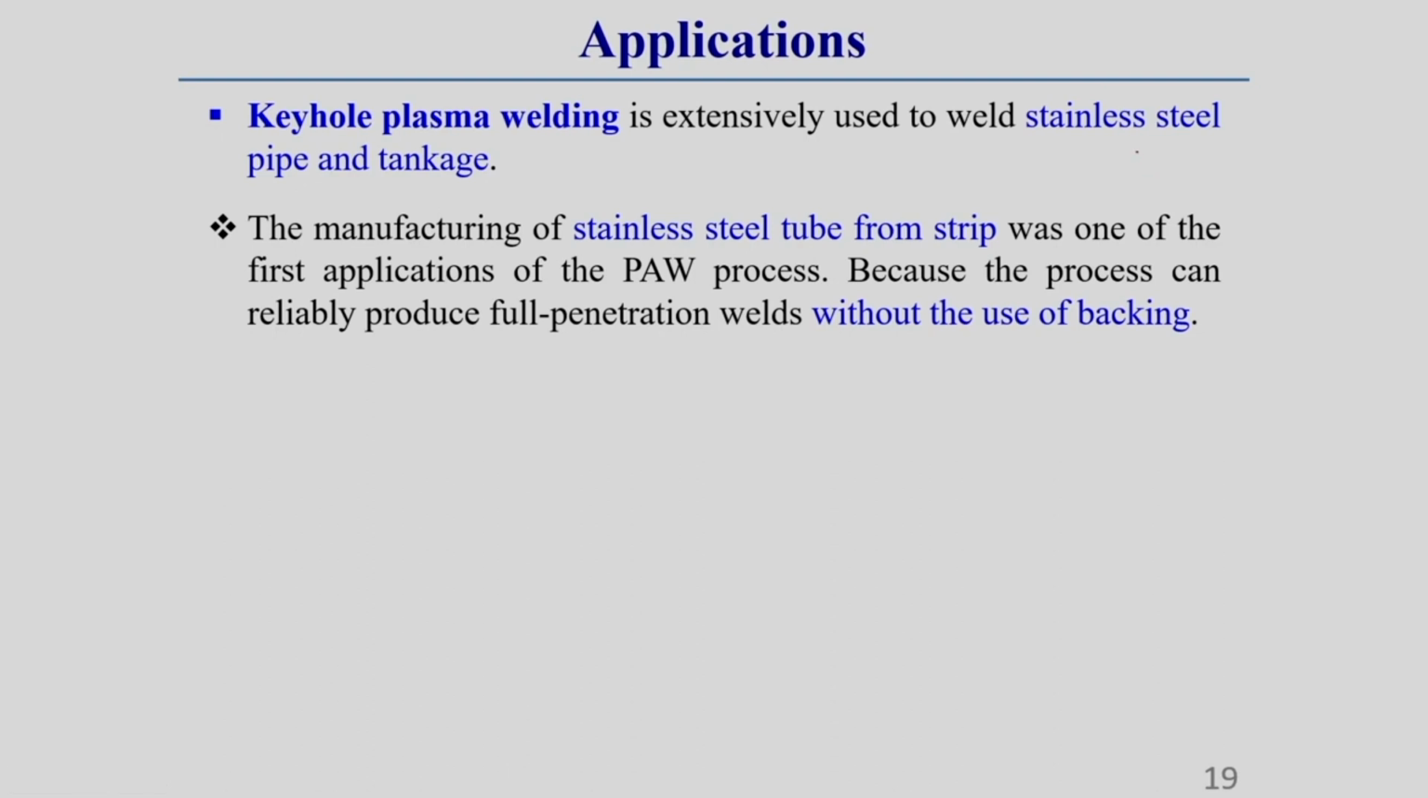Here is a very important thing you should keep in mind. This is keyhole plasma welding, which is extensively used for stainless steel pipe and tankage, because the manufacturing of stainless steel tube from strip was one of the first applications of this process. This process can reliably produce full penetration without the use of backing. That means the process has better control along the thickness in keyhole mode. So, without a backing bar or any type of backing support, we can do very good welding of stainless steel pipe.